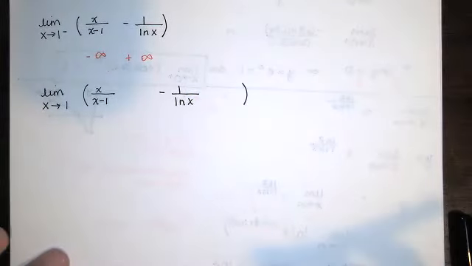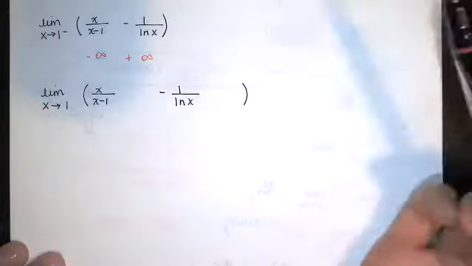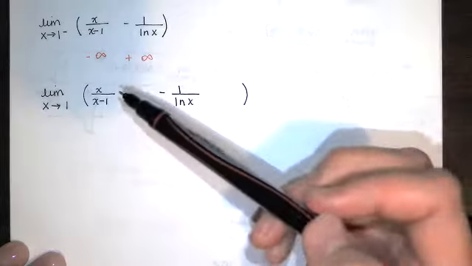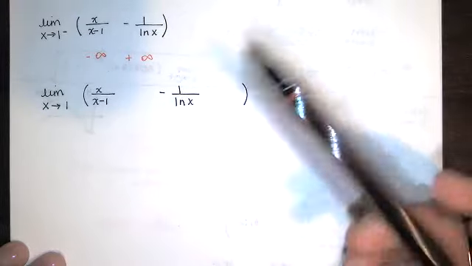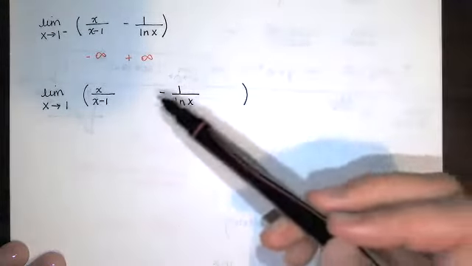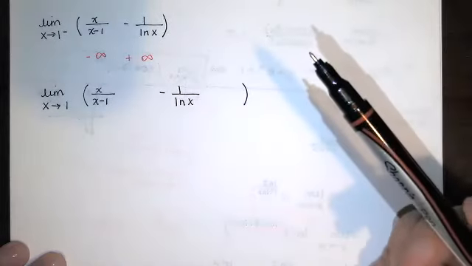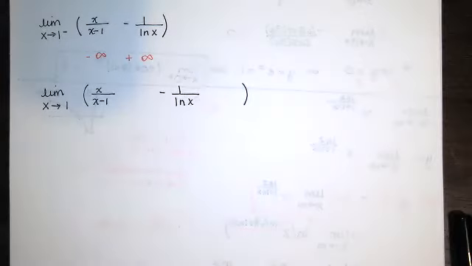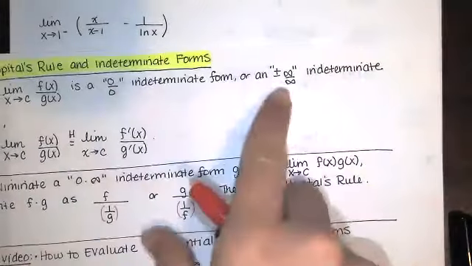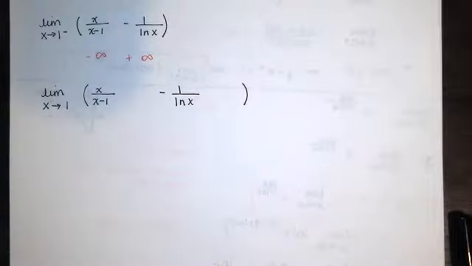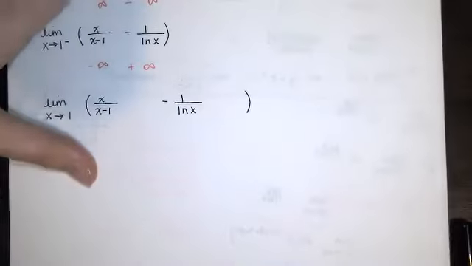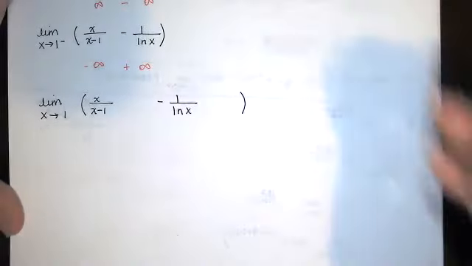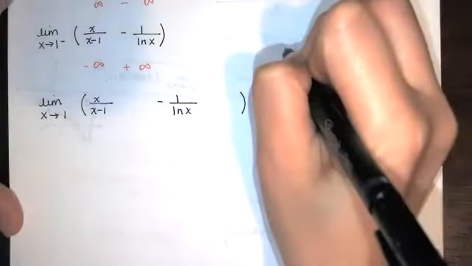Okay. The way we tend to handle this, the infinity minus infinity or negative infinity plus infinity, is if you have fractions, and we're very fortunate we do, we want to get a common denominator here. And then our hope is after we get a common denominator, it'll be one of these types and we'll be able to use L'Hopital's rule. Doesn't always happen, but our hope is that that happens. So let's make a note of that.